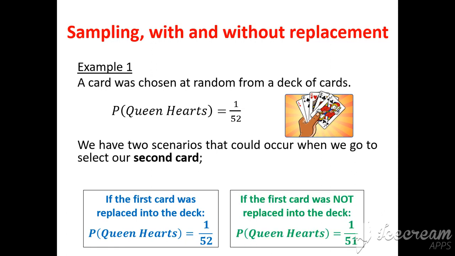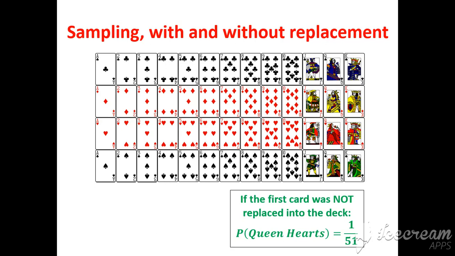However, if the first card was not replaced into the deck, the probability the Queen of Hearts changes to one chance out of 51. And let's show you why. Here's our 52 cards, and our first card was not the Queen. Let's assume it was some other card, and it's not replaced into the deck. Now there's only 51 cards left, and there's still one Queen to find, so there's one chance out of 51 that the next card will be a Queen of Hearts.